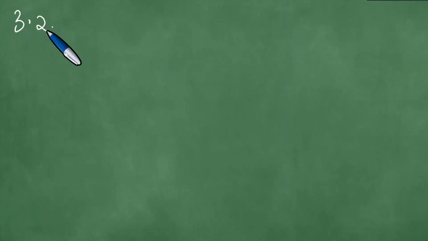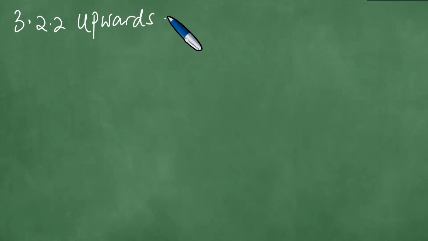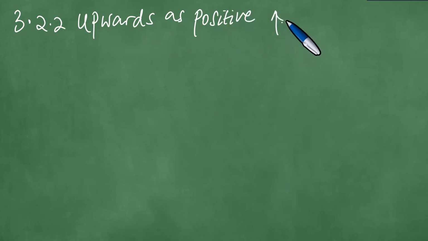Right, so 3.2.2. So we are choosing upwards as positive. Right, so if you choose upward as positive, what happens?